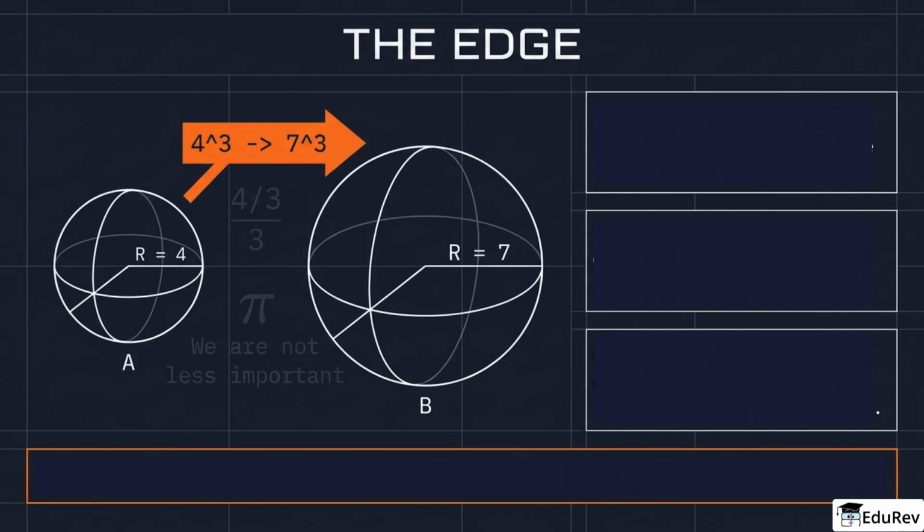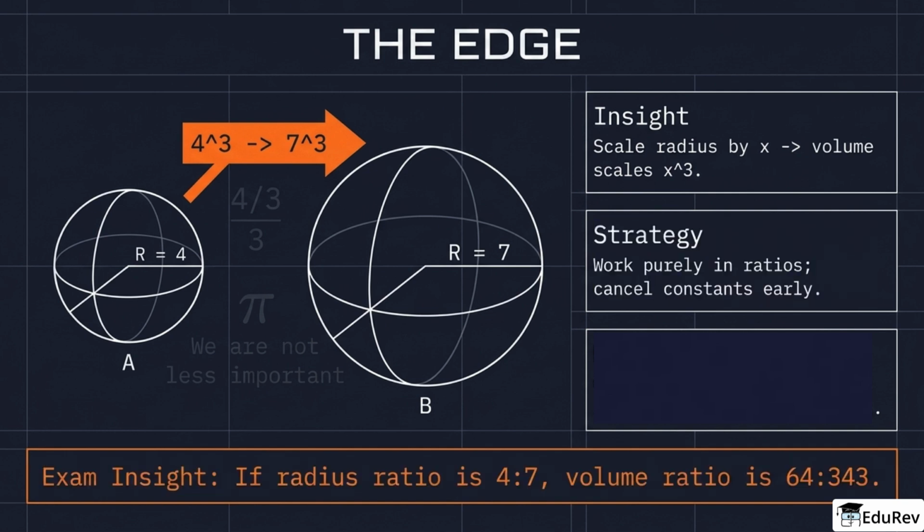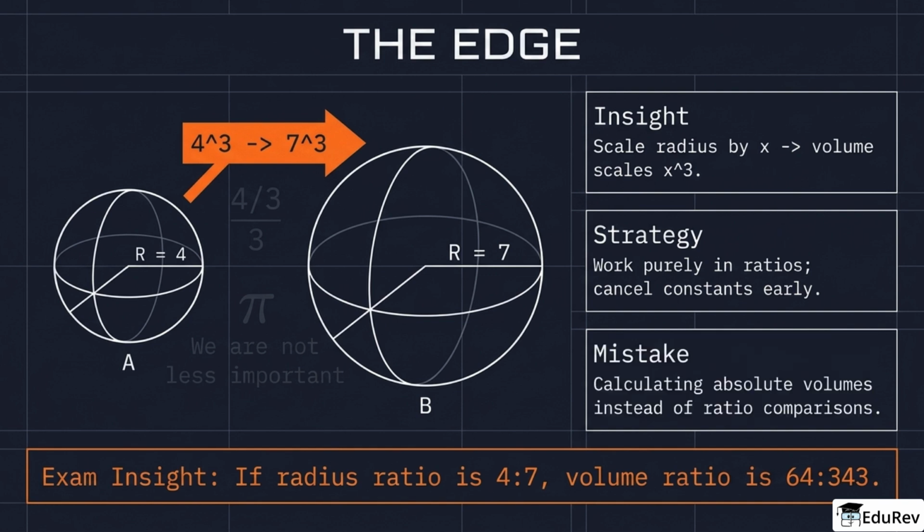This slide pushes the key scaling insight. When radius scales by a factor, volume scales by the cube of that factor. That is why a radius ratio of 4:7 gives a volume ratio of 64 to 343, not 4:7 or 16:49. A lot of students lose time because they instinctively compare raw sizes instead of comparing the correct power relationship. Once you train your mind to think cubically, these questions become much more predictable.